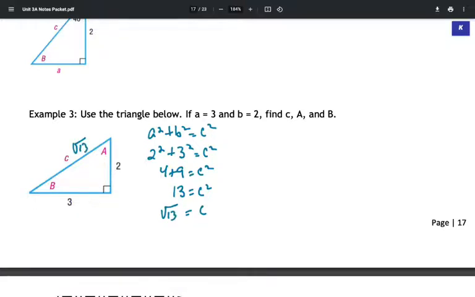And now I'm going to figure out my 2 angles, A and B. If I'm going to think of A first, this side over here is opposite. This other side right next to it is adjacent. So the trig function that uses opposite and adjacent is tangent. So we'll do tangent of A equals 3 over 2, opposite over adjacent.